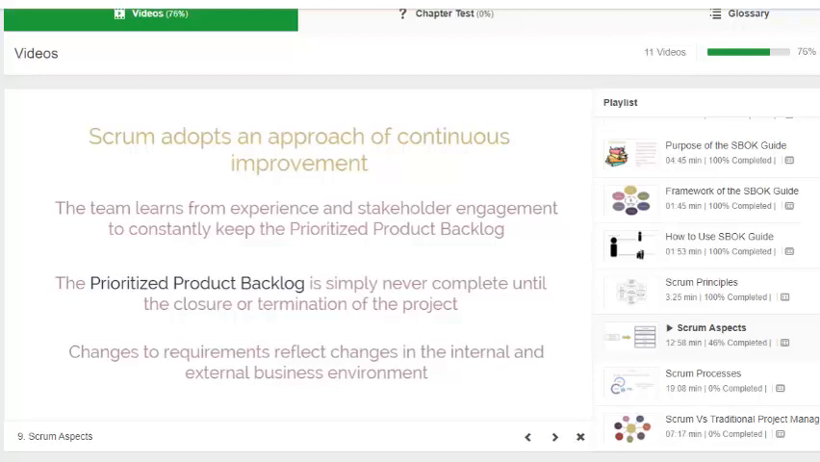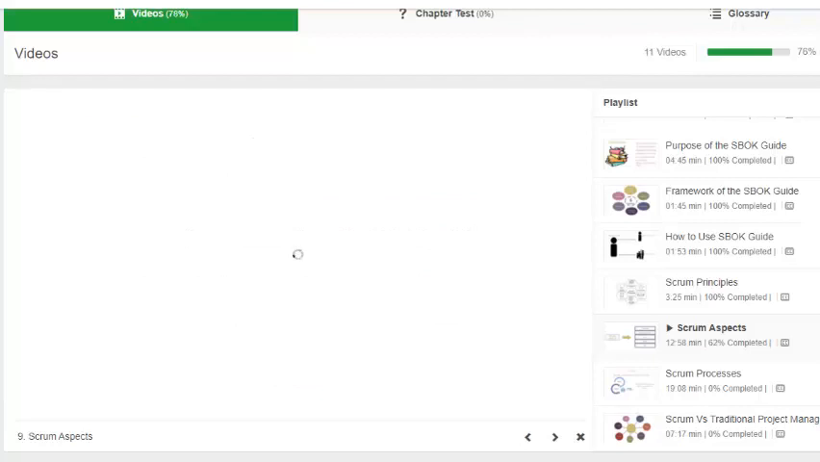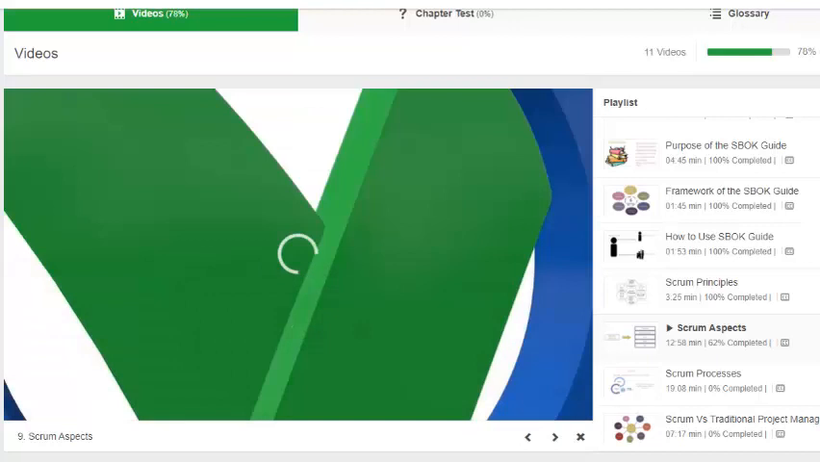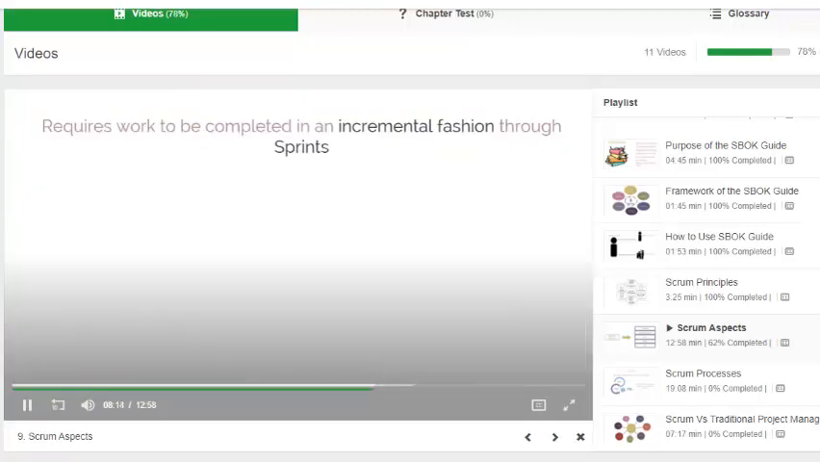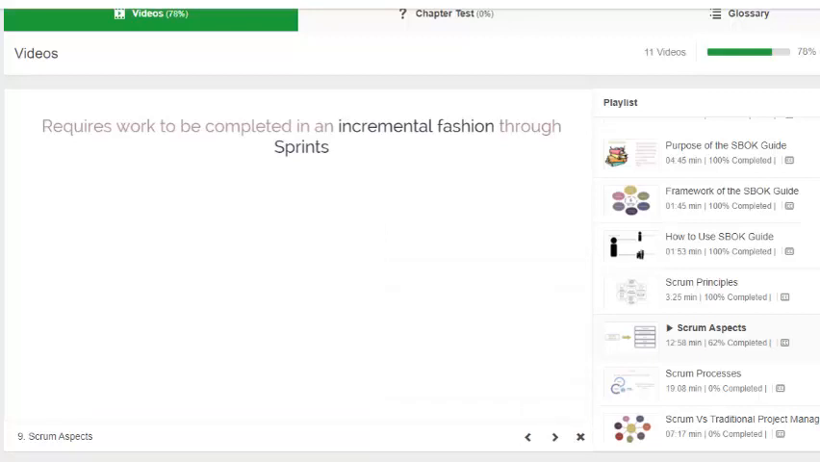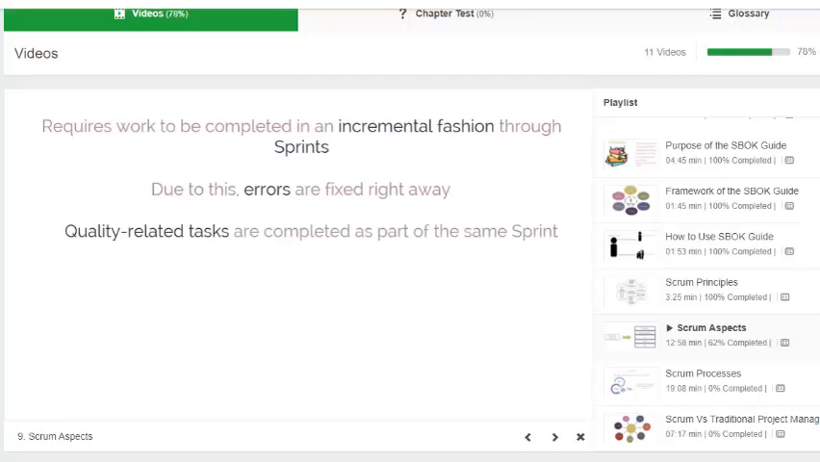Through repetitive testing, Scrum requires work to be completed incrementally through sprints, rather than waiting until the end to produce deliverables. This means that errors get fixed right away, instead of being postponed until the end of the project. Moreover, important quality-related tasks, for example, development, testing, and documentation, are completed as part of the same sprint by the same team. This ensures that quality is inherent in any deliverable created as part of a sprint.